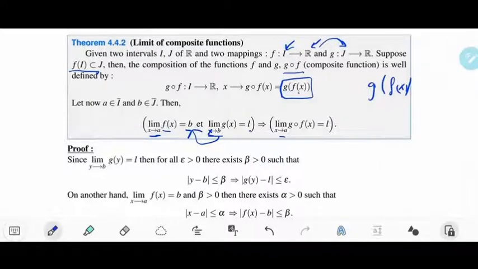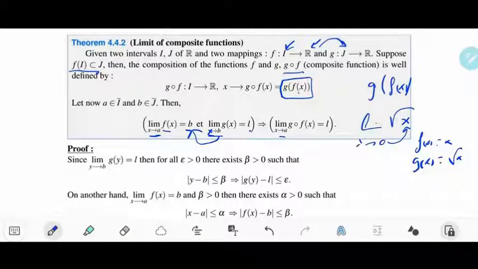You are used to this result, you use it all the time without knowing, because when you calculate, for example, the limit of the square root of x, if x tends to a, you are putting a in here, and then you are calculating the square root of a. So you are calculating the composition, you are calculating the limit of the function inside, and then the function outside. If you take, for example, here f of x equals x, and g of x equals square root of x, when you do this, you are calculating the limit of g round f using this result.